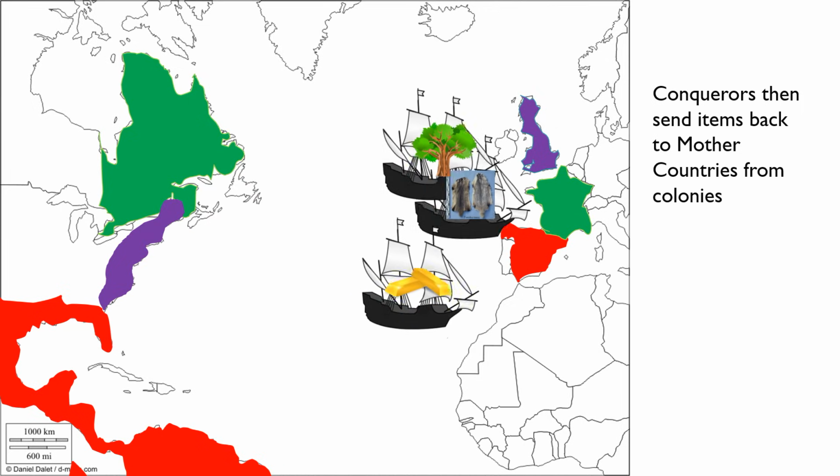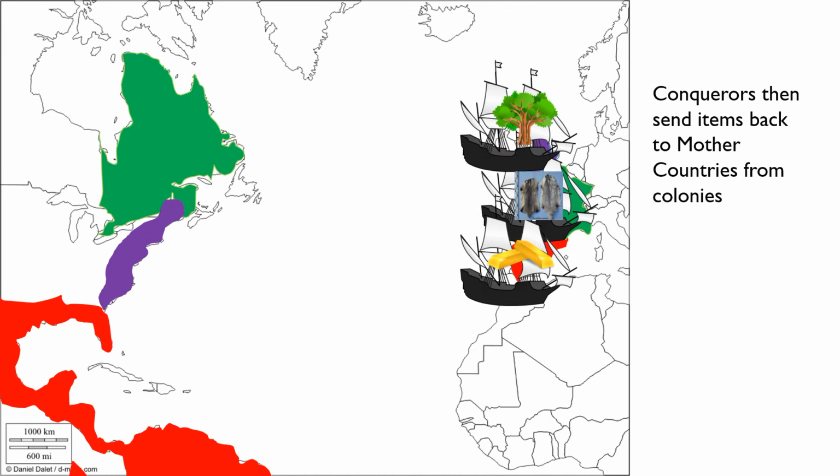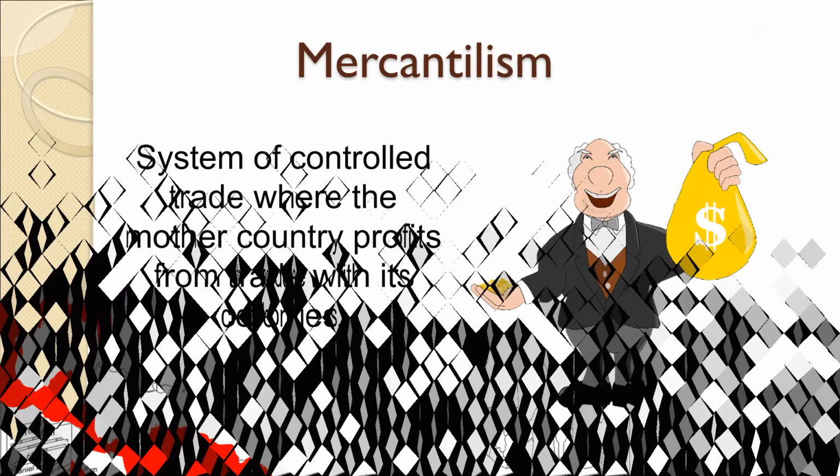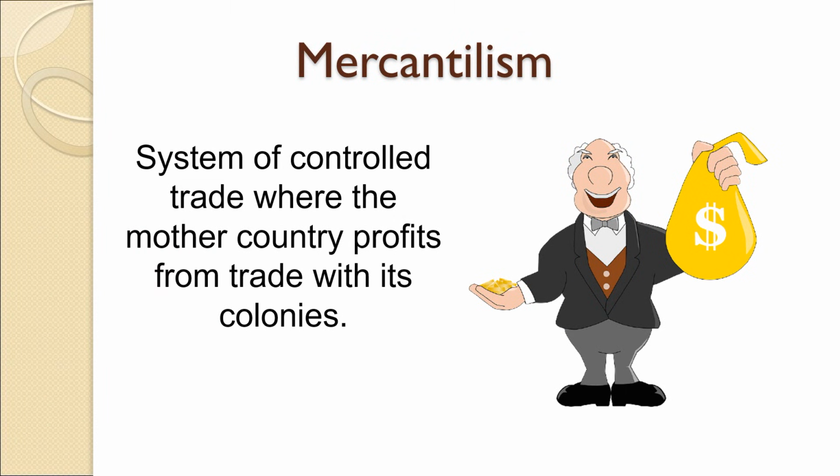Now, this is going to be good for the colonies in a sense, because the people that are living there are going to get some money off of this, but at the same time, you have to remember that they exist to benefit the home country. And that's how the home countries or the mother countries view them. They only exist so that we can become wealthier as a country. And so, that's the concept that we call mercantilism. The system of controlled trade where the mother country profits from trade with its colonies.